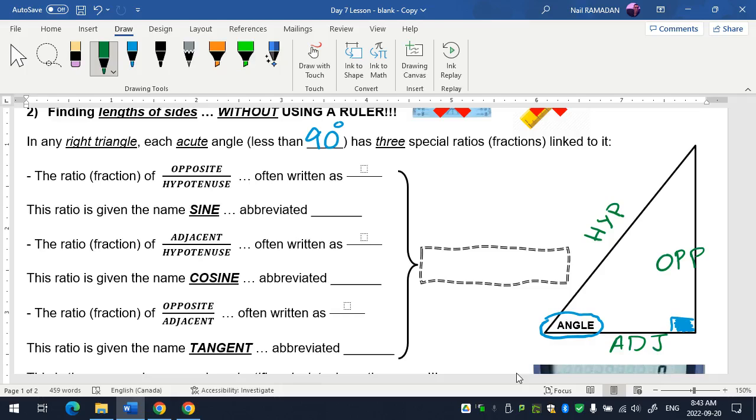Now, we said there are three important ratios, which is just a fancy name for fraction, that are associated with this angle. Everyone, if you divide the opposite over hypotenuse, how do you write it? You just write OPP over HYP. OPP over HYP. Okay? All right.